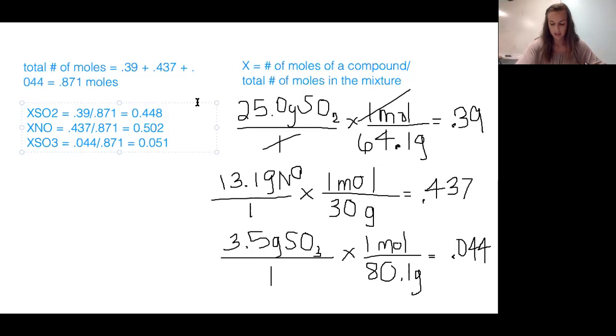And that's your answer. That is your mole fractions for each substance. And that was, again, practice problem number 5. You will have a question just like this on your test.